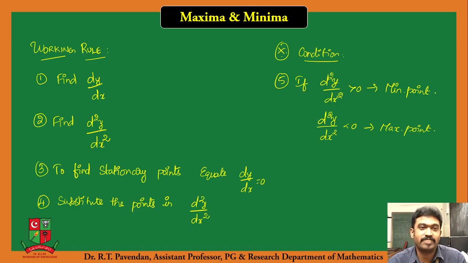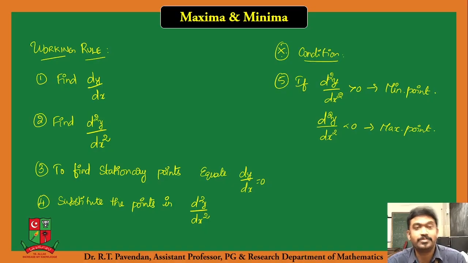The first thing is we have given the working rule of it. The first step is to find dy by dx. Actually, the function will be given as y is equal to a function of x. So we are going to find the first derivative of that function y. That is why we have given find dy by dx. That is the first step. The second step is to find the second derivative of the function y is equal to f of x, that is going to be d square y by dx square.